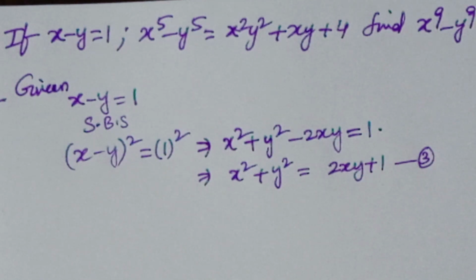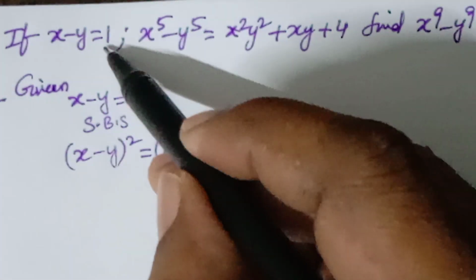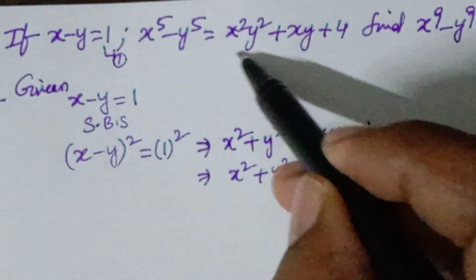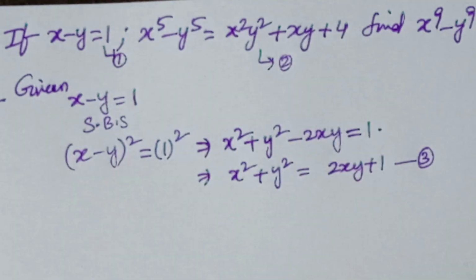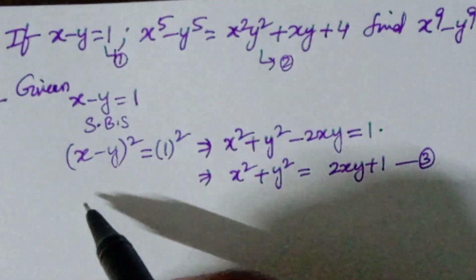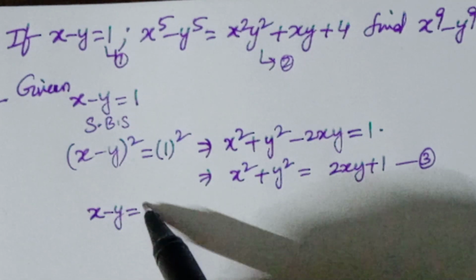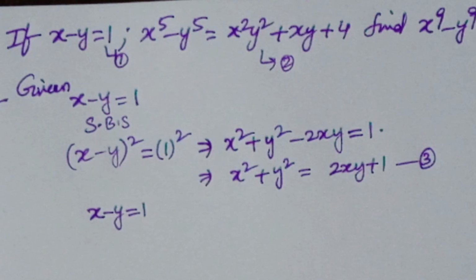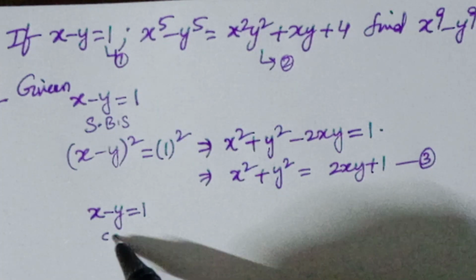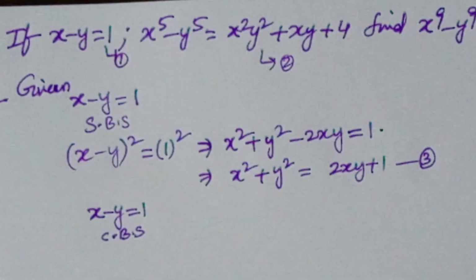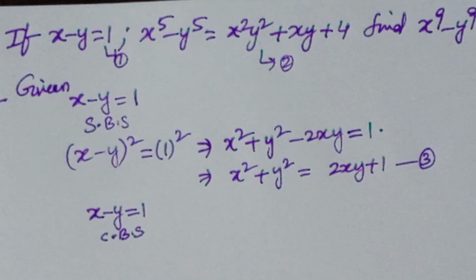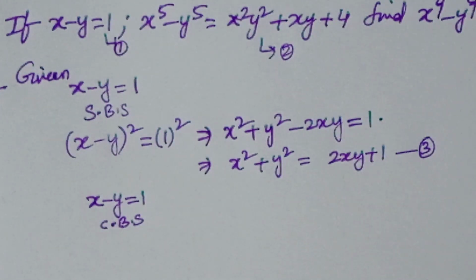First one and second one are given. This is first one. This is the second one. Now the same you are taking again. This is the only logic in this problem. Again you are cubing on both sides. So what is the reason why you are cubing on both sides? In the next step you will get the idea why.